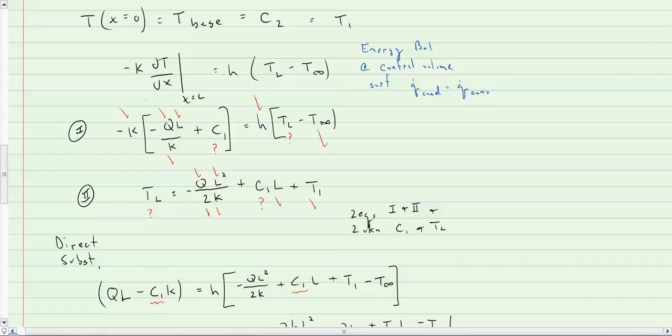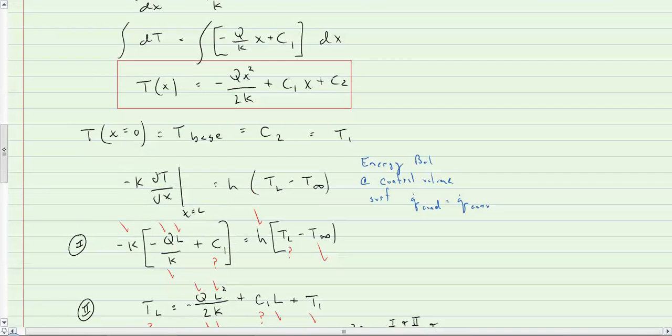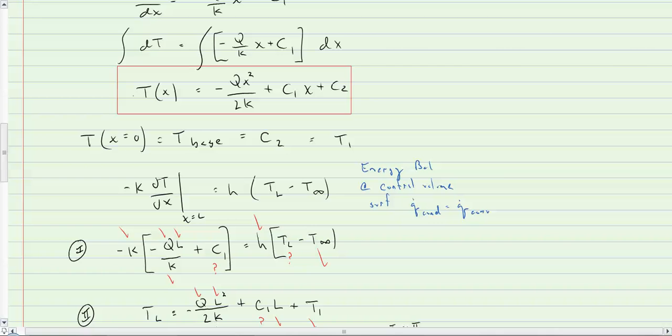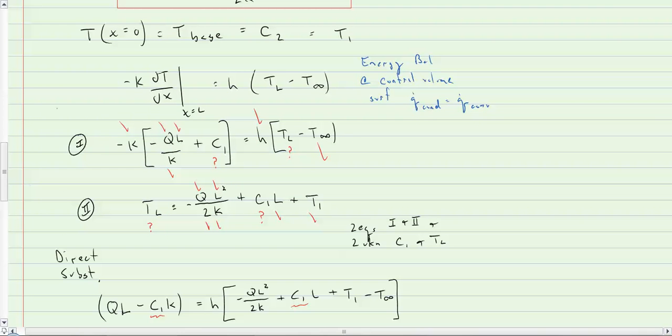We evaluate on the left-hand side a derivative of this equation shown in the red box with respect to x. You can see that the qx squared would go to 2qx. The 2's would cancel, and you'd end up with this after substituting in for L. So you have equation 1 saying this. The problem with equation Roman numeral 1 is that we have two unknowns, C1 and TL, the temperature at the surface, that we don't know.